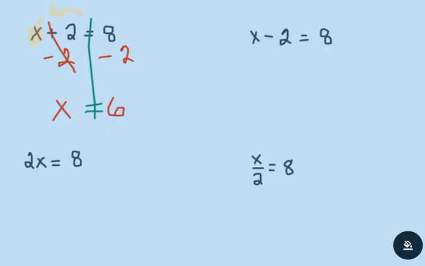Let's do that with x - 2 = 8. So I do the same thing. I draw a line. My x is on the left, so I bring my x down there with my equal sign right on that line, and I highlight my variable.